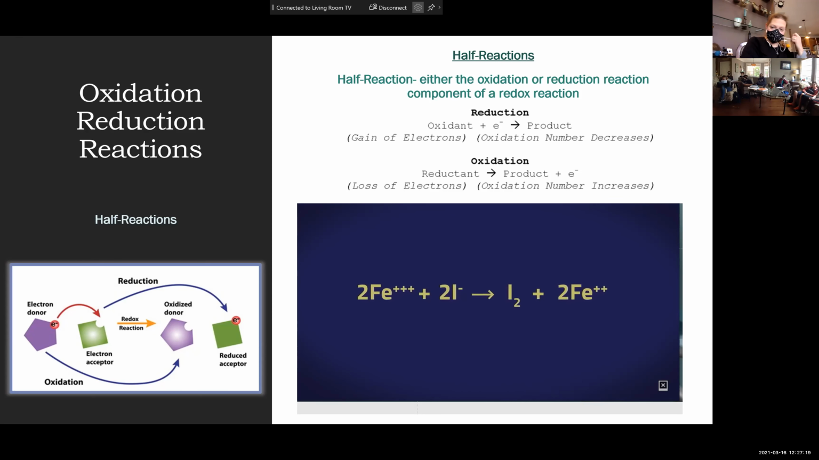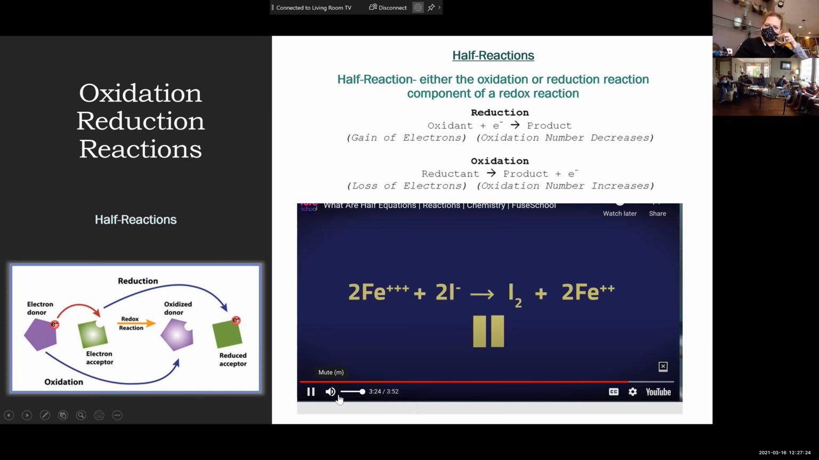Here is another redox reaction where the iron(III) chloride oxidizes iodide ions to iodine solids. See if you can write the two half equations. Pause the video and work out the answer.